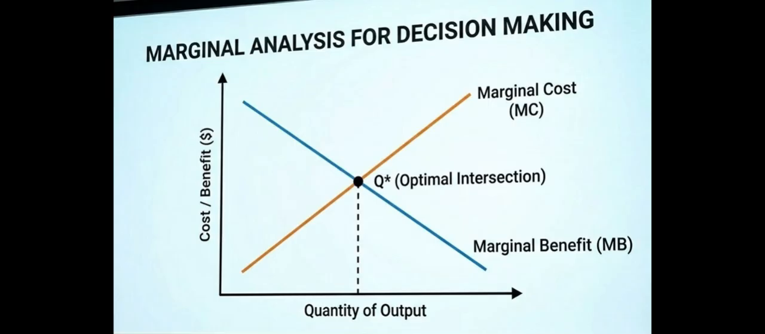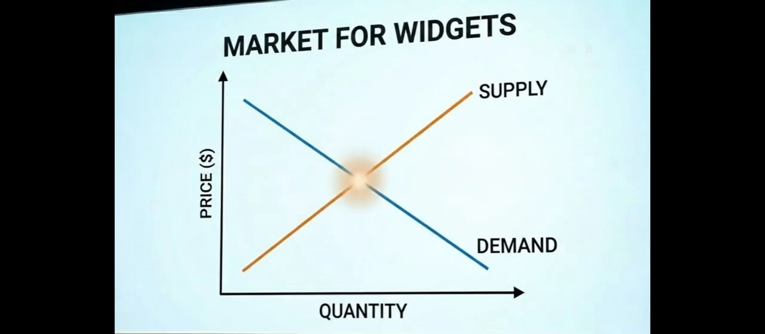The manager should increase production Q, output, as long as MB is greater than MC, stopping at the exact point Q star, where they intersect. So that is the optimal point. This is a profit maximization situation where marginal cost is equal to marginal benefit.